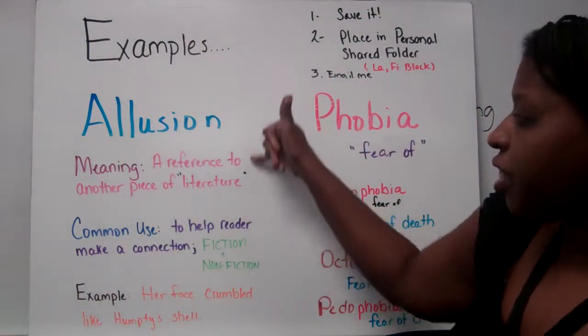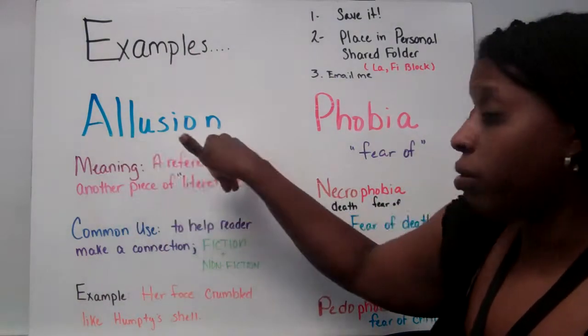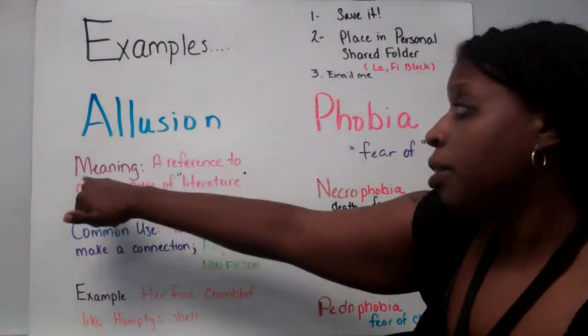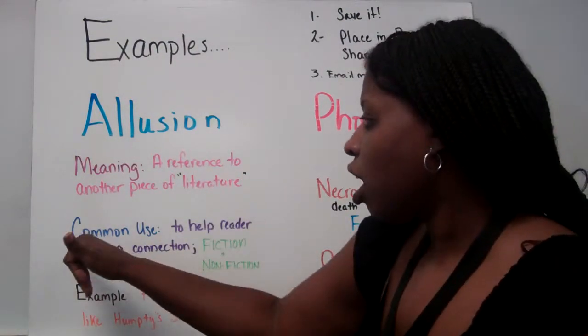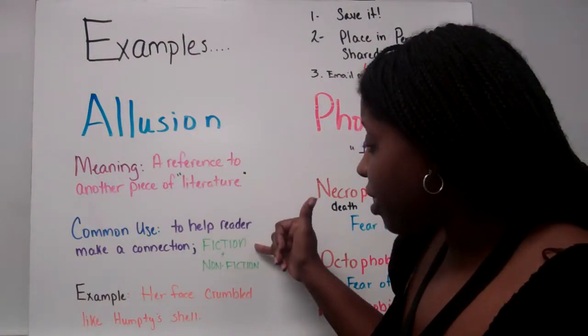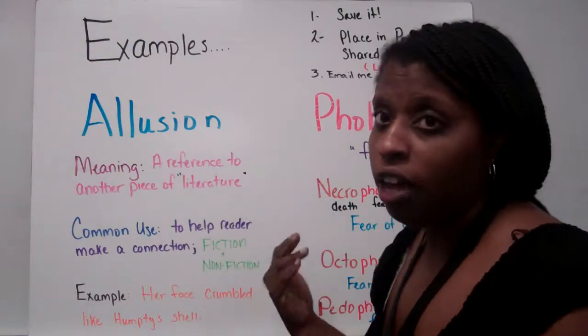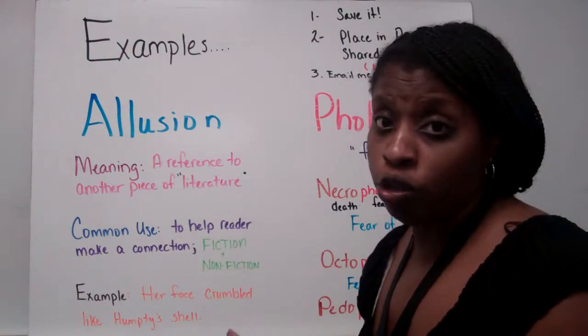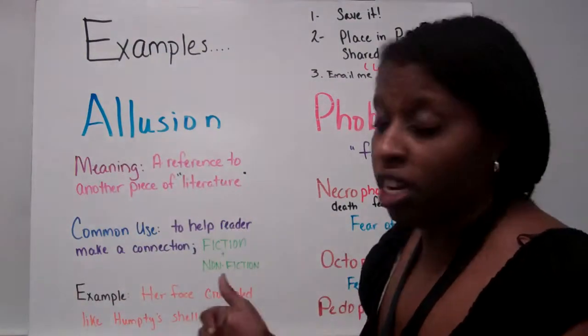So, here's a lit term example. First, you're going to have the word, allusion. The meaning, a reference to another piece of literature. Common use, to help the reader make a connection. And I said you typically see it in fiction and nonfiction pieces. Anything fiction or nonfiction. Short stories, poems, novels, you name it. All authors can use allusion in anything.